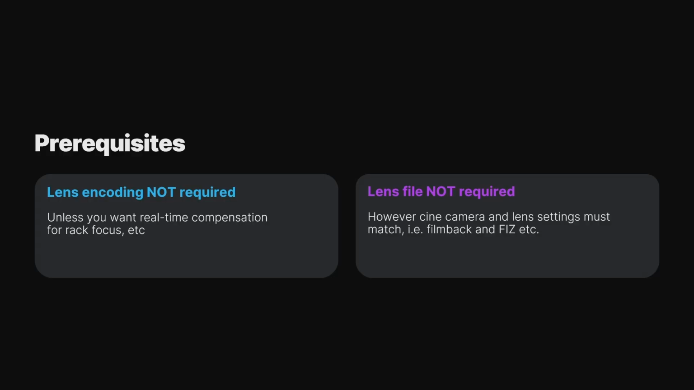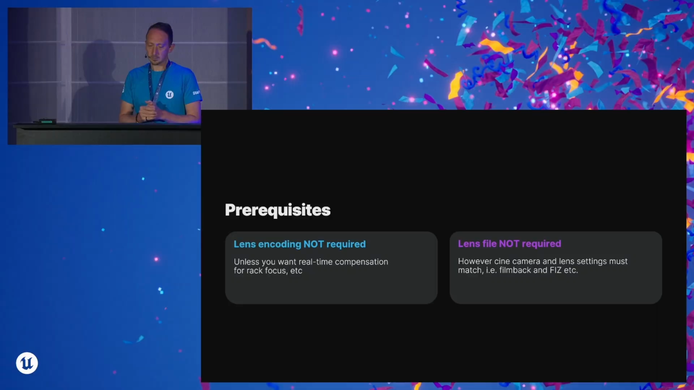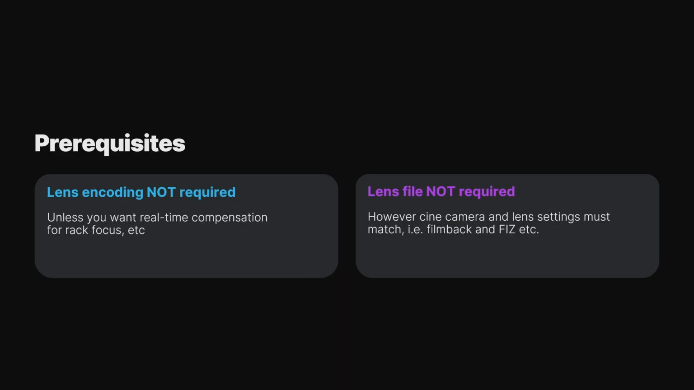Lens encoding isn't required. You can. It's important that your real world camera and your end display camera have exactly the same lens and camera settings, like your film back and stuff. The benefit of having lens encoding, though, is you're not constantly, if your DP's changing aperture, changing focus distance, having to manually enter that onto the cine camera. If you've got lens encoding, the entire feature is dynamically updating, so you can rack focus in a shot, and you can jib and move around, and it will be constantly updated and corrected and compensated on the wall.